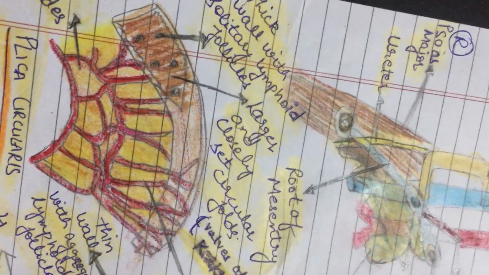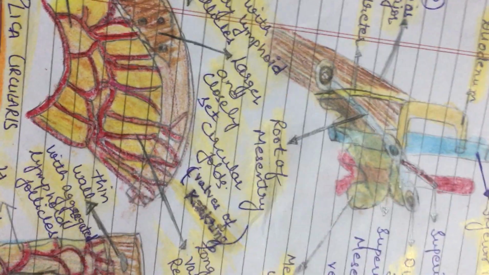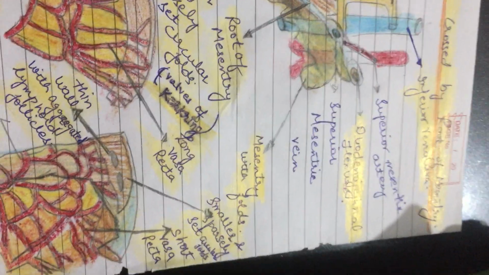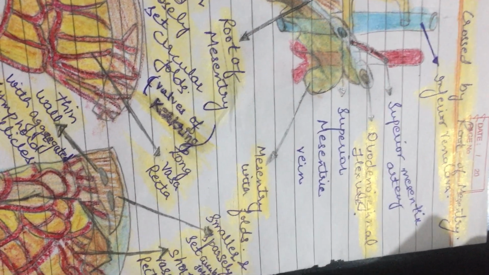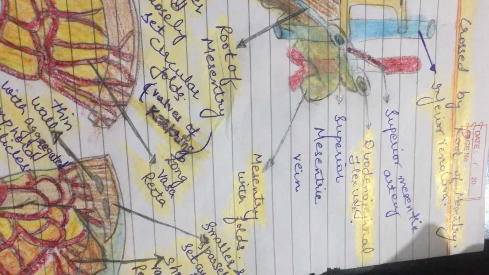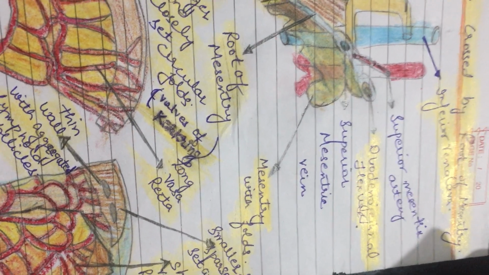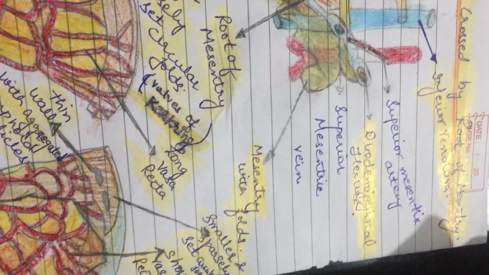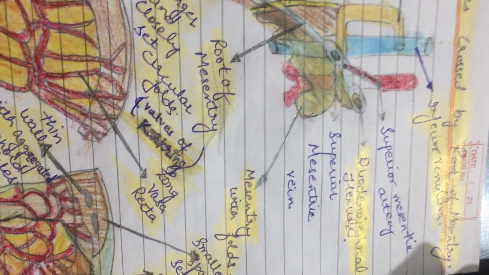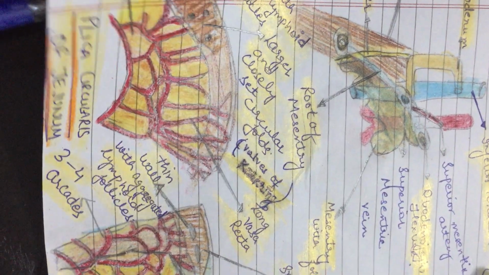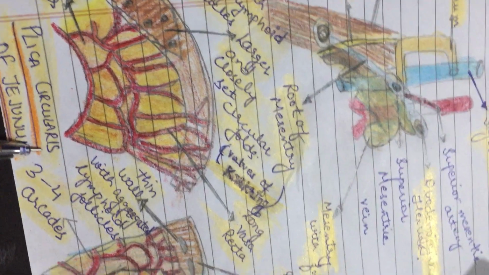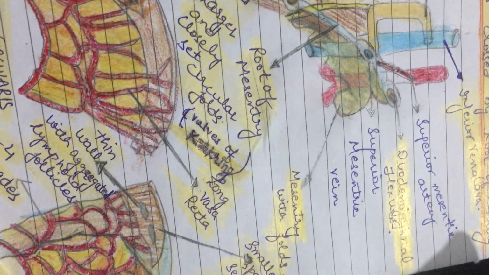Now, its important features. The largest surface area. Why does the small intestine have the largest surface area? For absorption of digested food, right? We require a large surface area, and this is achieved by, one, the greater length of the intestine, and the second one is the presence of circular folds of mucous membrane, which are also called plica circularis or valves of Kerckring. I have written here plica circularis or valves of Kerckring, right?